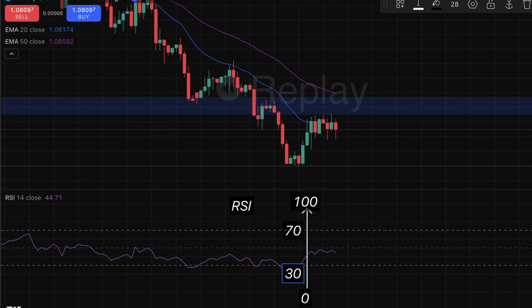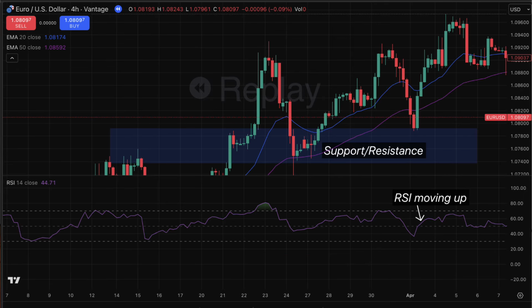Our third tool helps us to identify momentum or how fast the price is moving. That's the RSI. So the RSI set to 14 periods, which is the default, measures recent speed and strength on a scale from 0 to 100. And rather than treating 30 and 70 as automatic triggers, you use the RSI to confirm momentum after price has pulled back to a certain level.